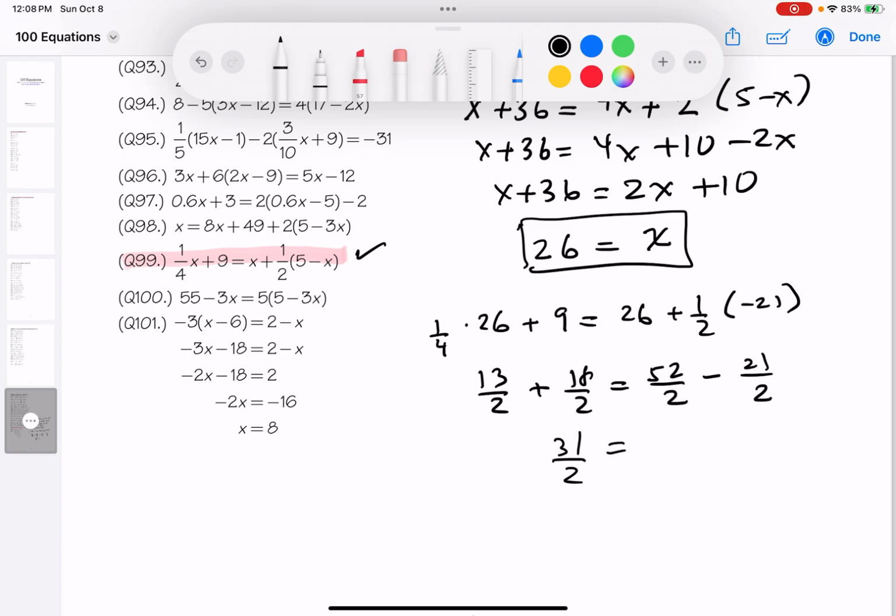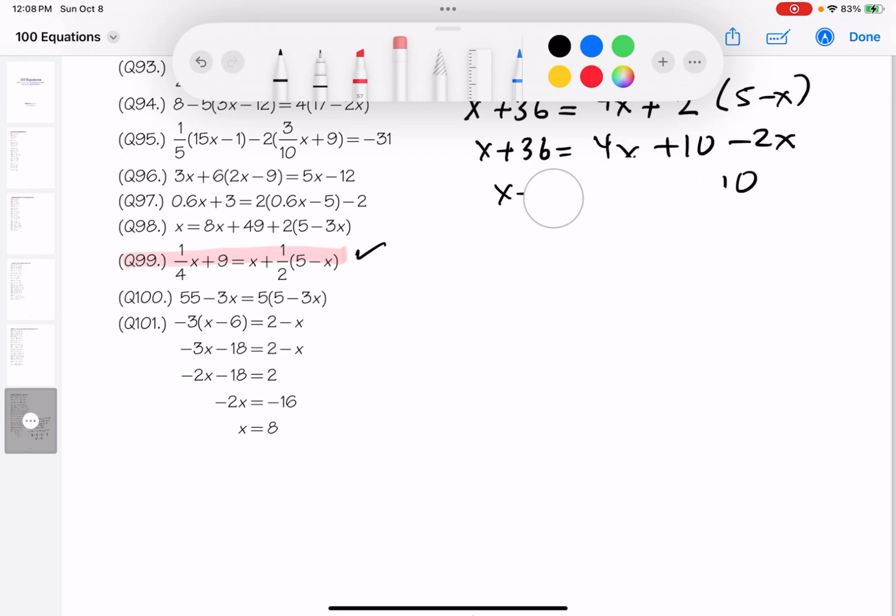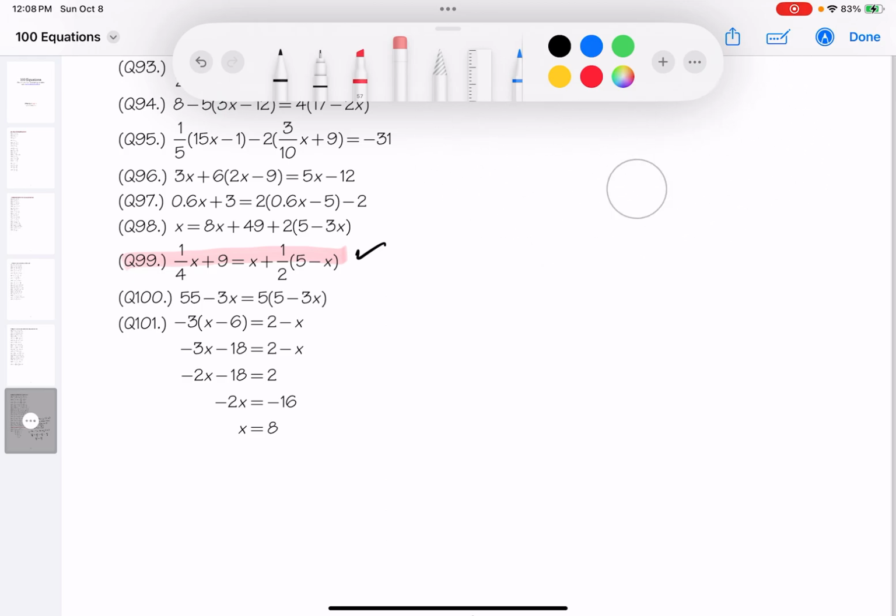52 minus 21 is 31 halves. It does work out. All right, let's go to the next one. That one's done. We're just kind of plowing along at this point. And let's go to 100. We're almost there. Looks like it's getting easier.